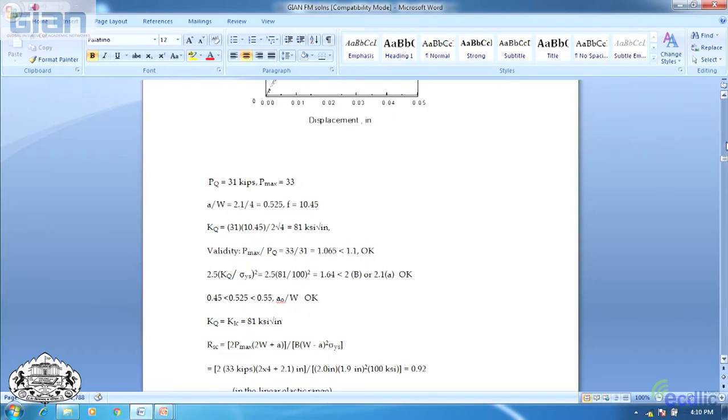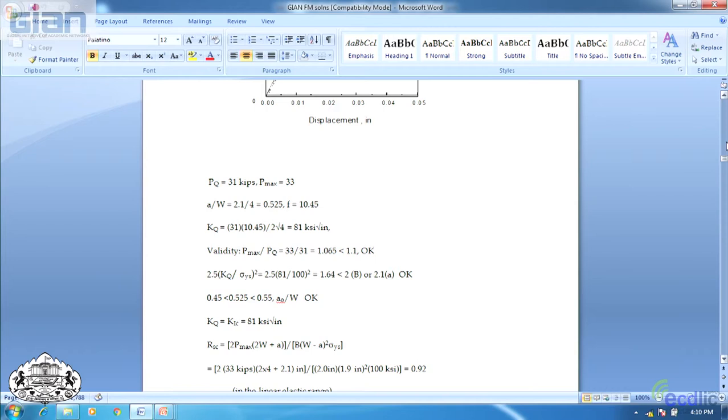I don't know if I can go back and forth too much. SI, PQ is 31, Pmax is 33. Now, almost everything starts with A over W and getting the little F or the big F, depending what you want. So A over W, 0.525, little F is 10.45 about. KQ uses the PQ, of course, and then I got about 81. So I want to do validity. Pmax was 33 and PQ 31. That fraction was about 1.065. It has to be less than 1.1, so that's an okay.